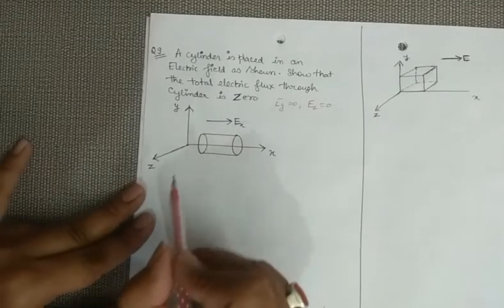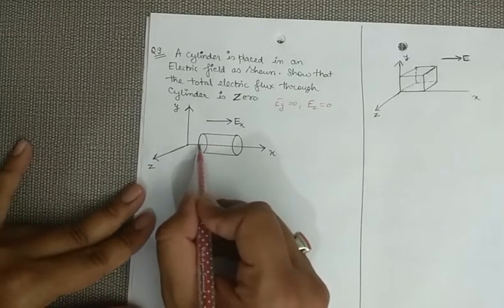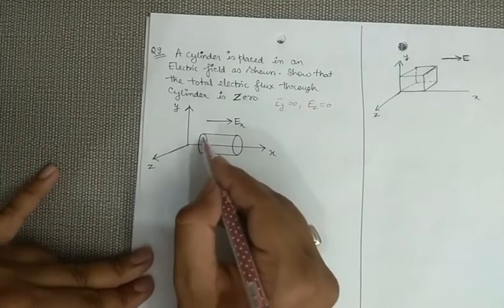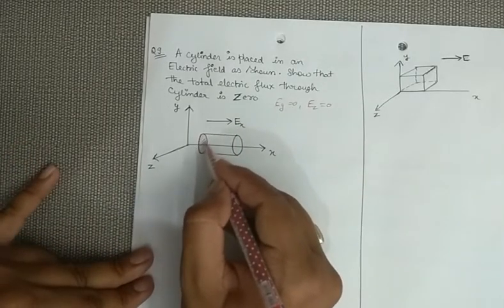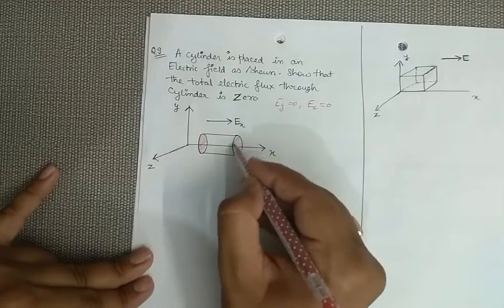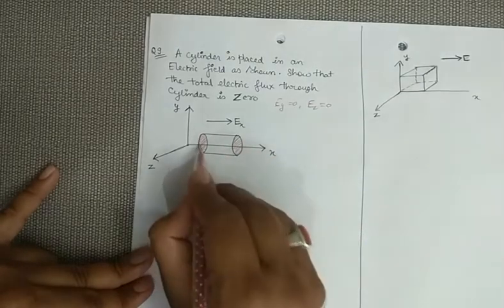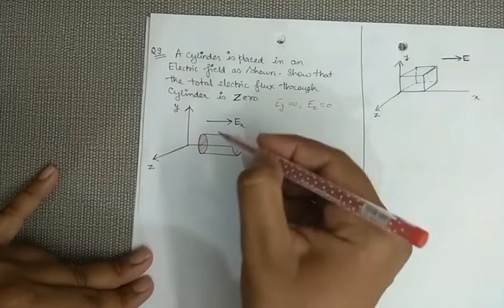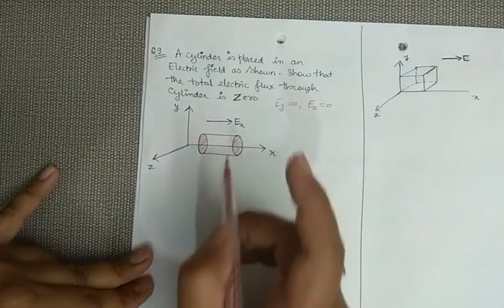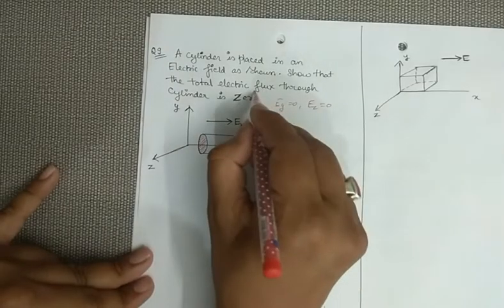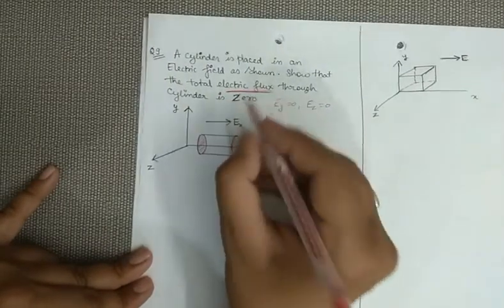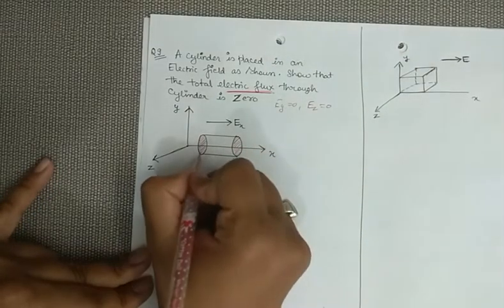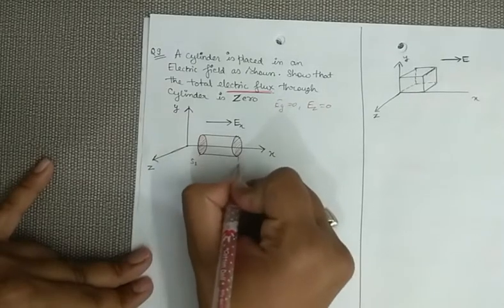Now look carefully. Just tell me the surfaces on which the electric field lines will be perpendicular. If you look carefully, you will find there are two surfaces, the left hand side and the right hand side. On these two surfaces, the electric field will pass perpendicular, and on the curved surface, it will be parallel. I have told you earlier, to calculate the electric flux, we consider only those surfaces which are perpendicular. So I have to take the first surface, S1, and the second surface, S2.